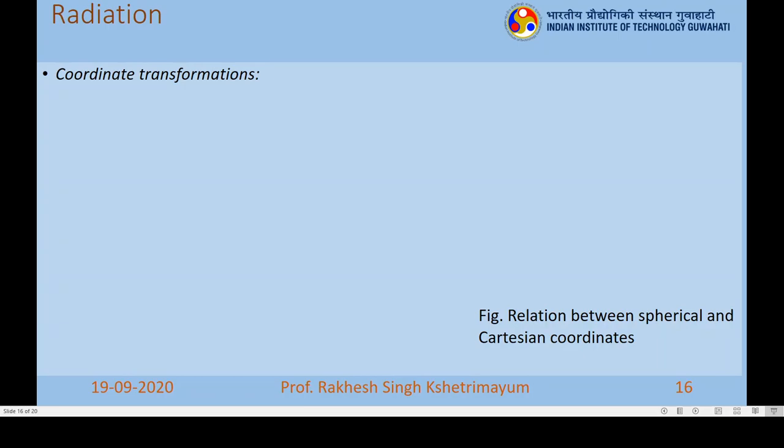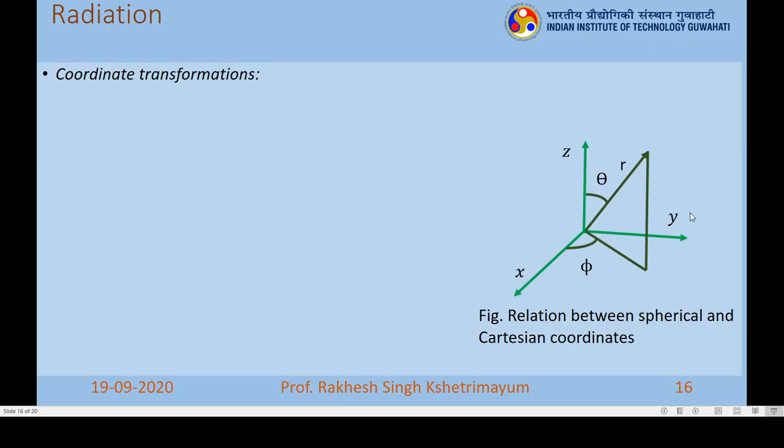So this diagram will show the relation between the spherical and the Cartesian coordinate system. XYZ is the Cartesian coordinate system. This is r here, the first coordinate for the spherical coordinate system, and the angle it makes with the z-axis is theta. Second coordinate for the spherical coordinate system, you take a projection of r in the xy plane, find the angle this projection makes with the x-axis, that's phi. r, theta, phi are the coordinates for the spherical coordinate system.